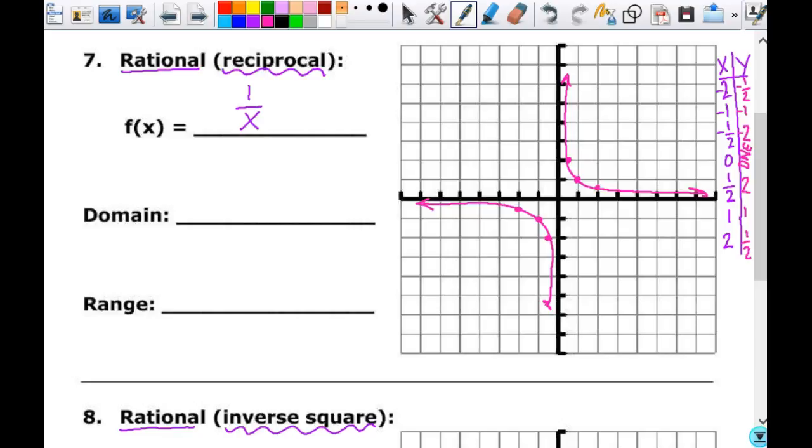So what is my domain? Can I start from all the way to the left, at negative infinity? Yes. So it's negative infinity to what? 0. Do I include 0? Nope. That's the whole point of it, right? Then I've got the union, and then I've got 0 to infinity.